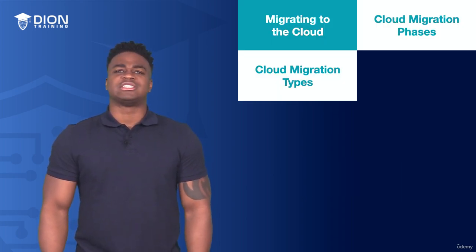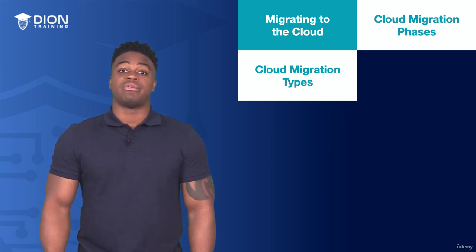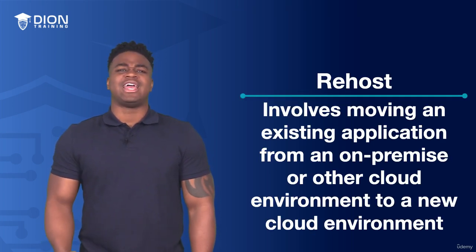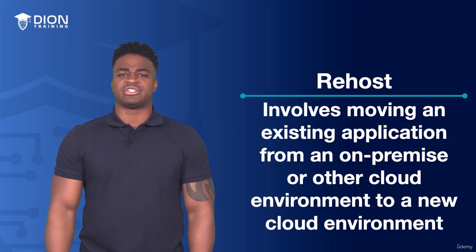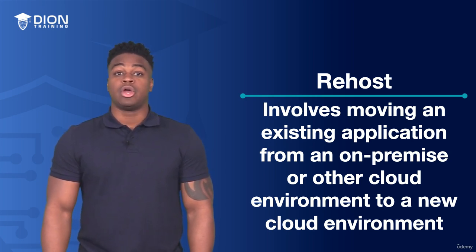Then we will discuss the 8 types of cloud migration, including rehost, replatform, refactor, repurchase, retire, retain, hybrid, and phase migrations. Rehost, also known as lift and shift, is the simplest and quickest type of cloud migration because it involves moving an existing application from an on-premise or other cloud environment to a new cloud environment without making any changes to the application's code or architecture.